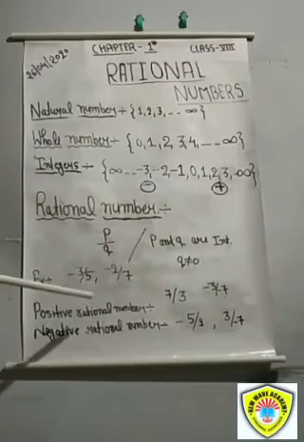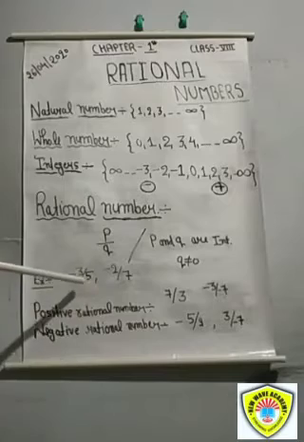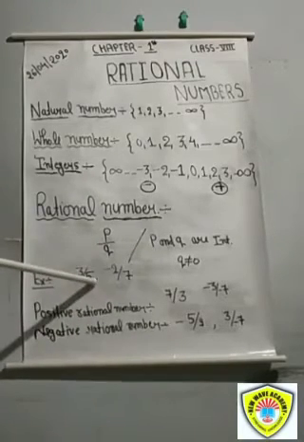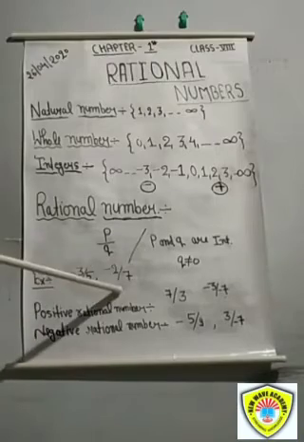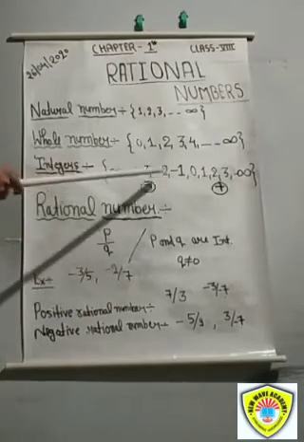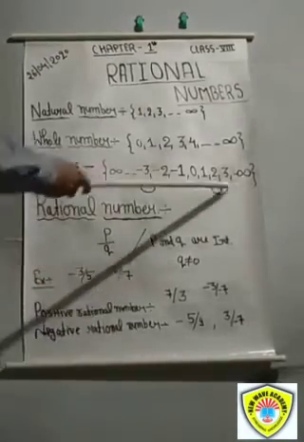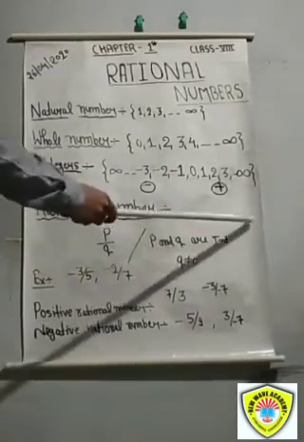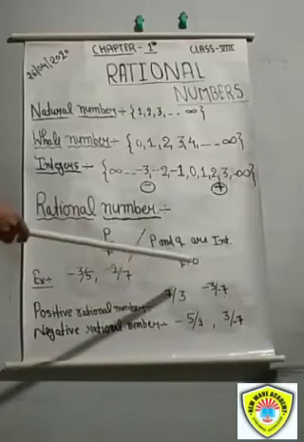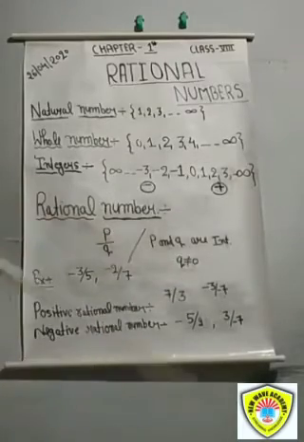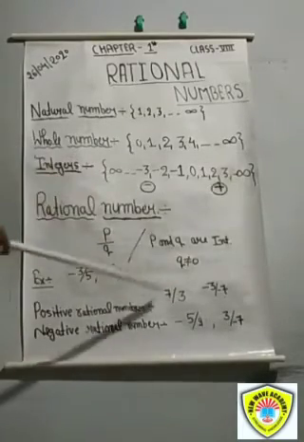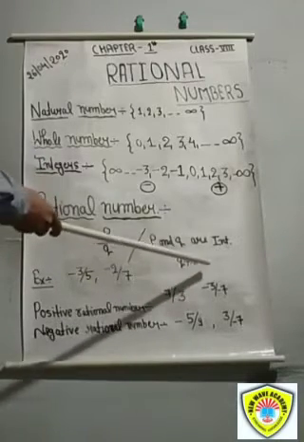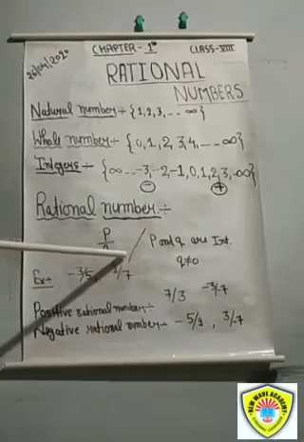Now check the second example: minus 2 upon 7. Here P is equal to minus 2 and Q is equal to 7. This is a negative integer and this is a positive integer. Both are integers, so our first condition is fulfilled. Now check the second condition: Q is not equal to 0. Here Q is equal to 7, so the second condition is also fulfilled. So we can say this is a rational number.